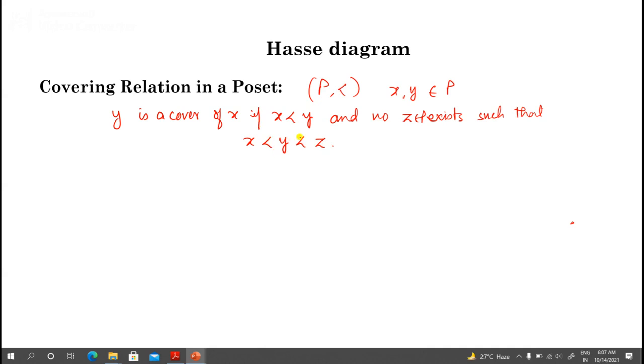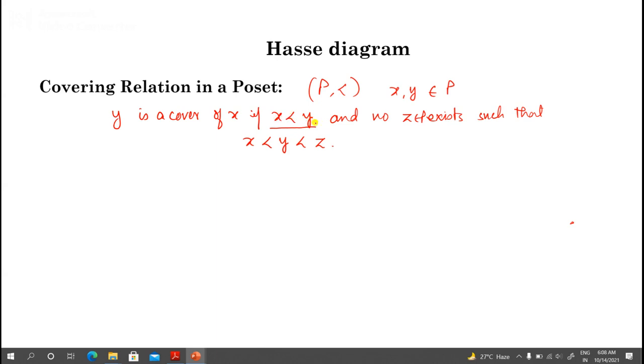Now we try to understand this one. We say Y is a cover of X if X is in partial order relation with Y. Look at this. This is an ordering relation. It means order is also important. So whenever we write X is in partial order relation with Y, we also say X precedes Y, or you can say Y succeeds X. It means X is at a lower level in a hierarchy. X is at a lower level than Y and Y is at a higher level than X.